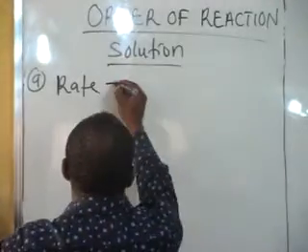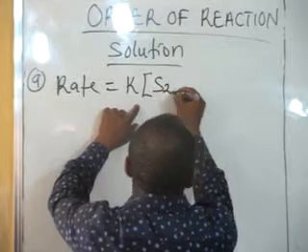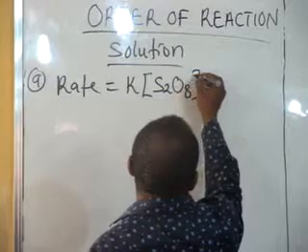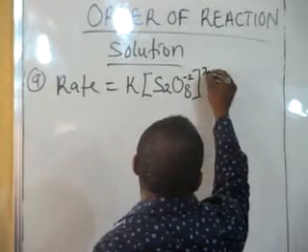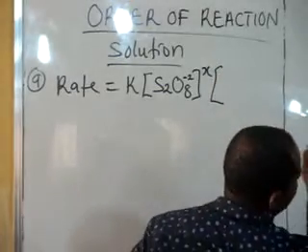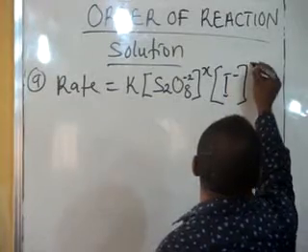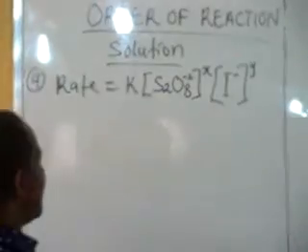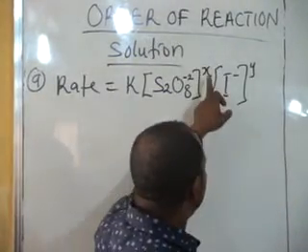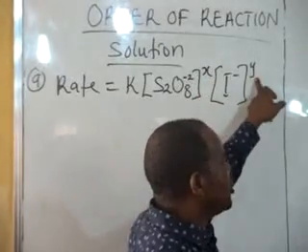The rate here will be K into [S2O8] to the power X, and then we have [I] to the power Y. So this is what we have here as the order of reaction. What that question is simply asking us to calculate is to solve for the order with respect to this. That is, we are looking for X, and then also we solve for Y.